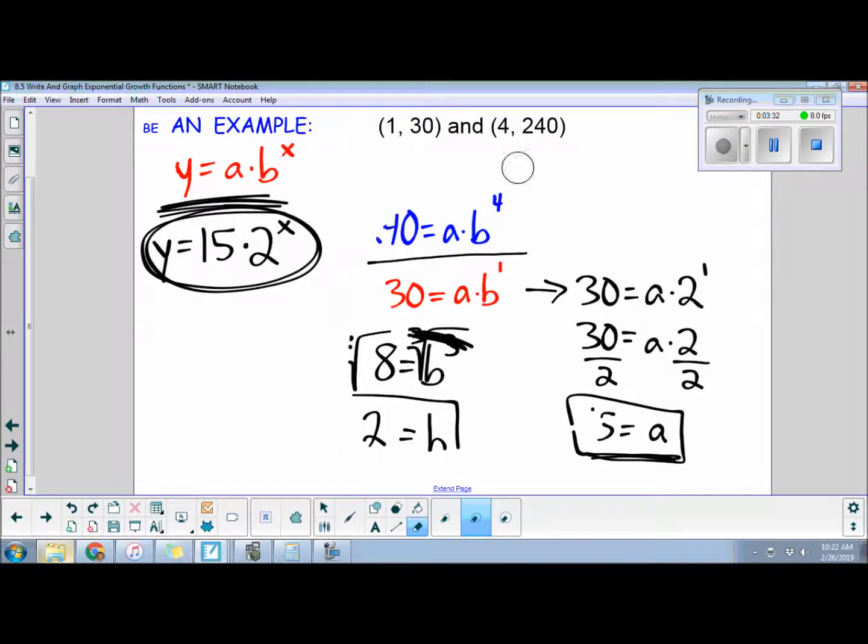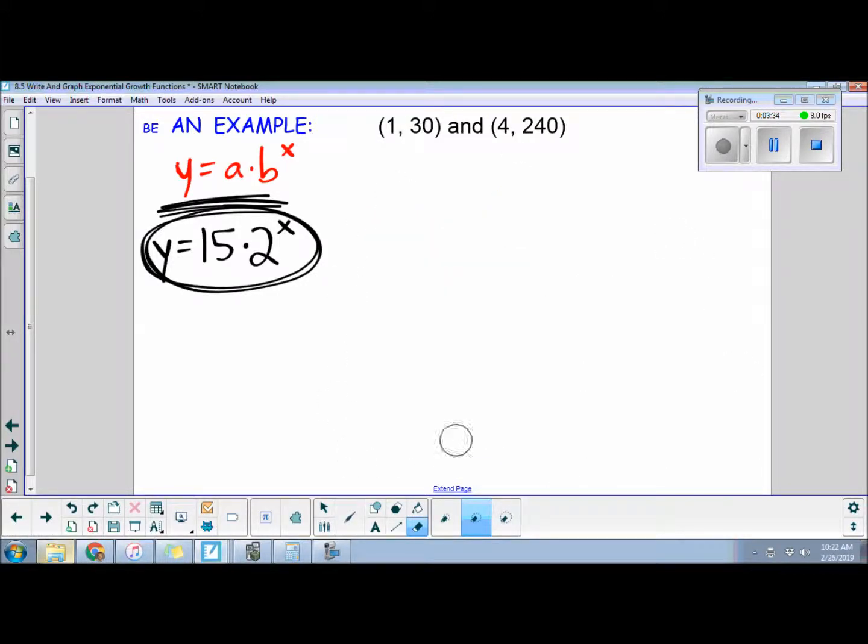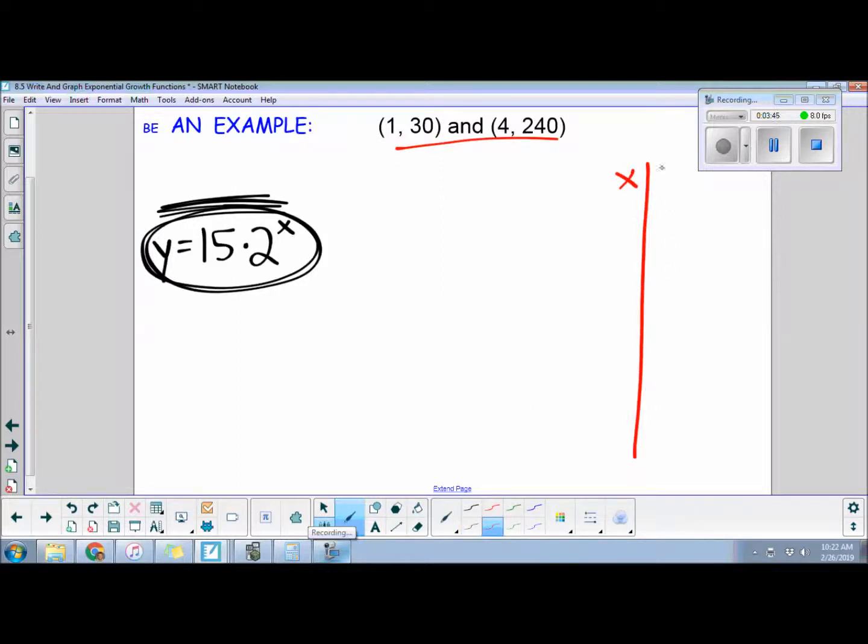And we're going to go ahead and try it with the other method, which I like to call table method. Why? Because you're just taking these 2 points in the original problem and turning them into a table. So, x, y, 0, 1, 2, 3, 4. Just fill in the points, 1, 30, 4, 240. And this is maybe for your visual learners.